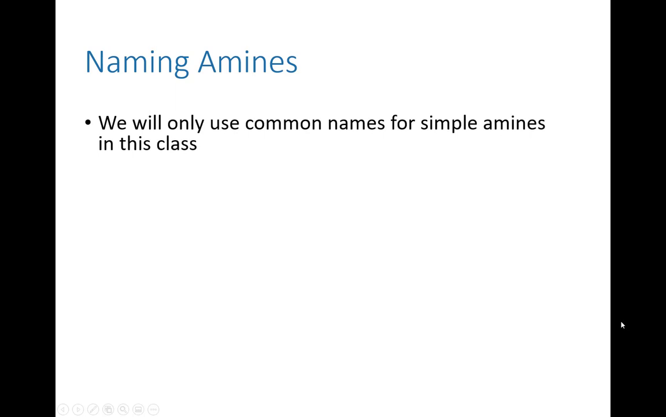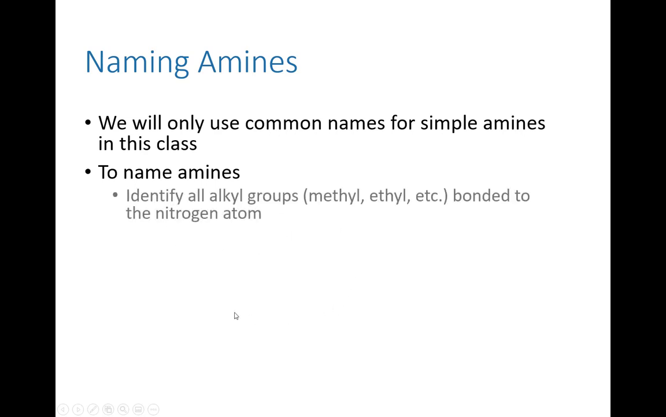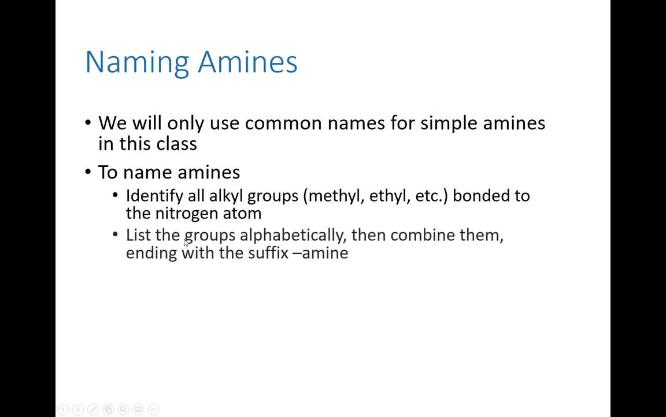For amines, I'm going to follow the book's lead and only ask you to learn a few common names for these. So to name the amines, we're going to have a slightly different system here. You identify all the alkyl groups bonded to the nitrogen, so methyls, ethyls, isopropyls, propyls, etc. You then list those groups alphabetically, and then you add the word amine at the end.